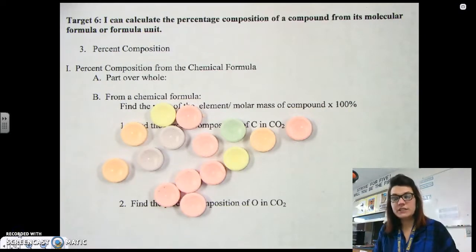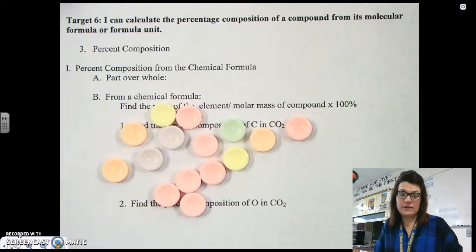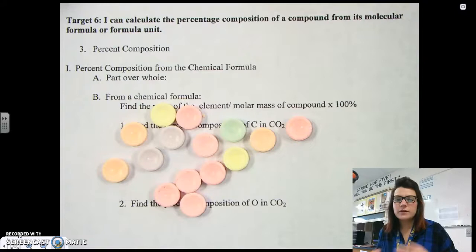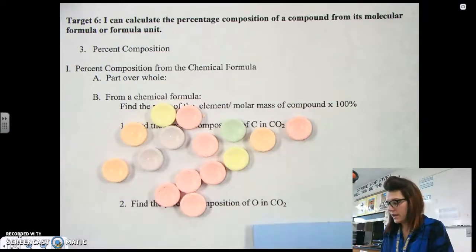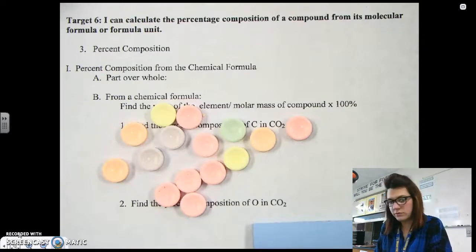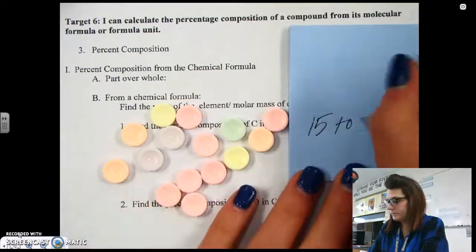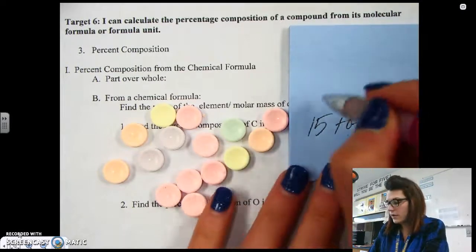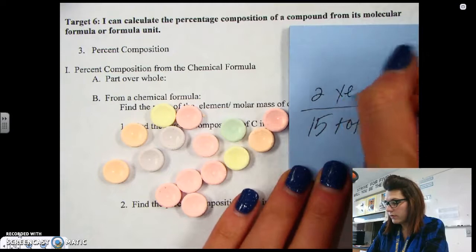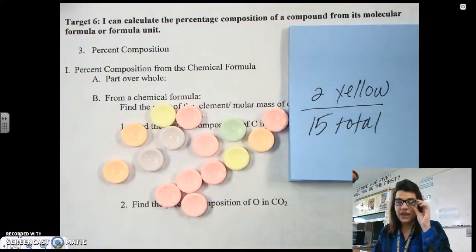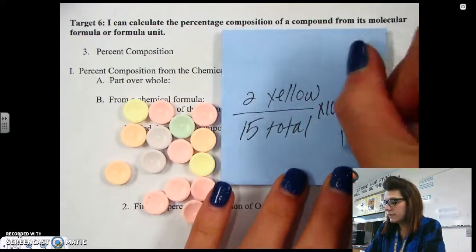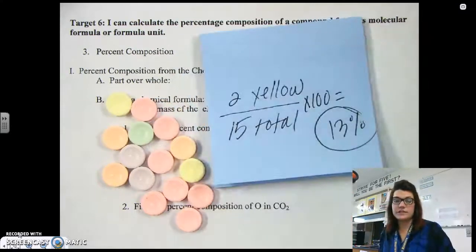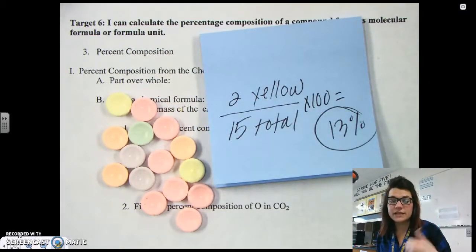Okay, did you pause it? Did you get 13%? Okay, let's talk about how you got 13%. Probably what you did is you counted all of the Smarties and you got 15 total. And then probably what you did was you put the 2 yellow over top. After you did 2 divided by 15, you probably did times 100 to get a percentage. And you probably got somewhere around 13%. If that's what you did, that's exactly right.